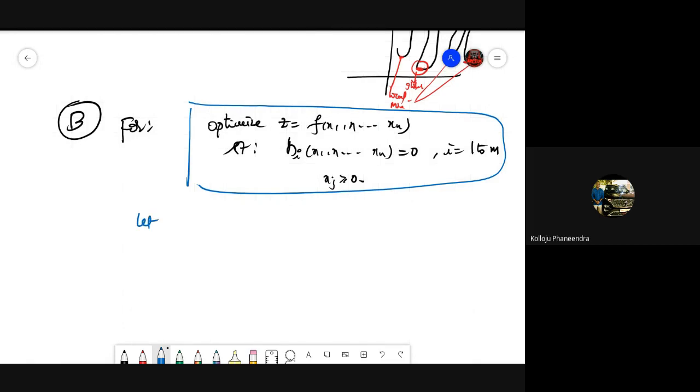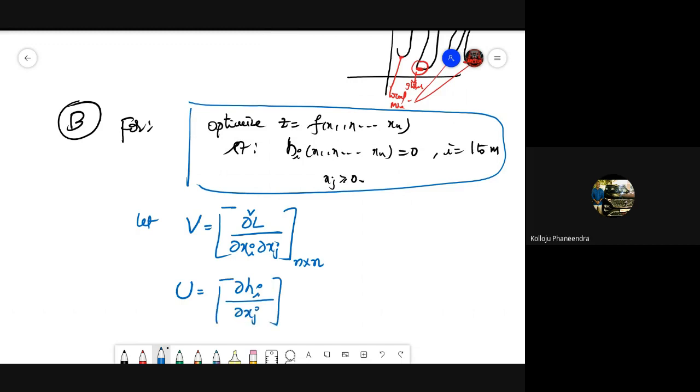Let capital V be the matrix of second partial derivatives of L with respect to xi and xj. This is an n by n matrix. And capital U is the matrix of partial derivatives of hi with respect to xj. What is its order? M constraints and n variables. For your clarification, I'm giving this.